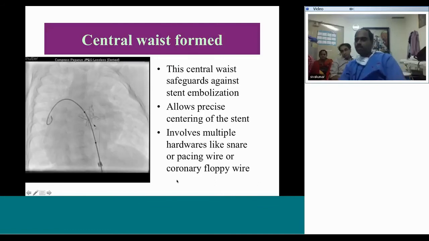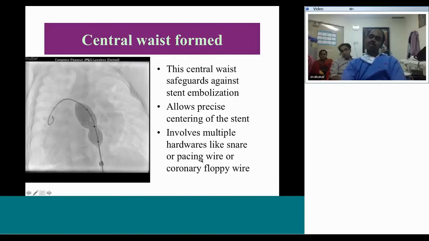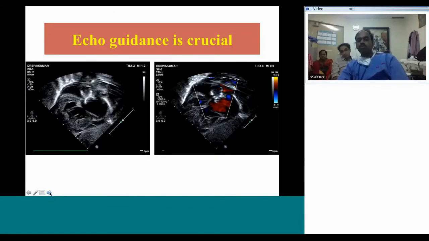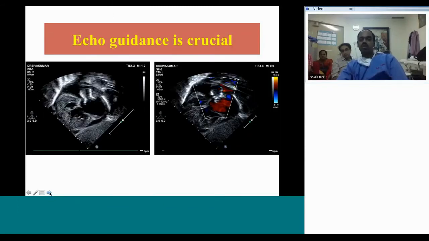The problem about this is you need multiple hardware like snare, pacing wire, coronary floppy wire, all these things. But this is a very elegant method. You see, finally, exactly the stent will be put in the place where you want, and there is no chance of embolization at all. It will be beautiful to see such stents after the echocardiography.